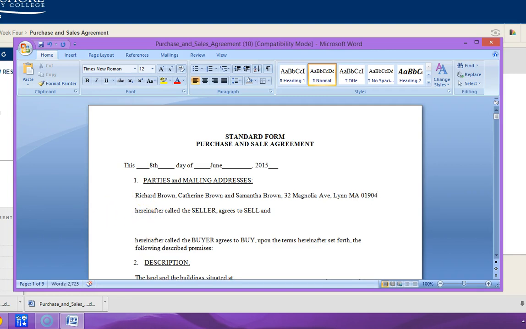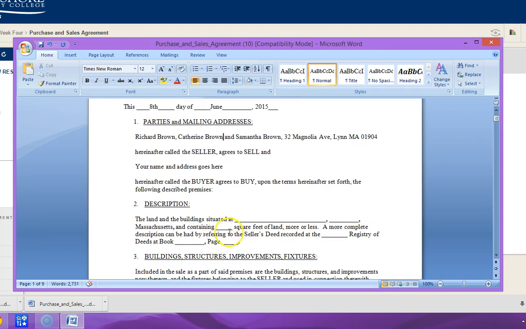01904. And then below the word seller and above the word buyer is where you insert the name of the buyers. For purpose of your outside project, you are the buyer. So your name and address goes here. All right. Just be careful when you do this. Make sure the seller's names are appearing above the word seller, which is right here, and the buyer's names are appearing above the word buyer.